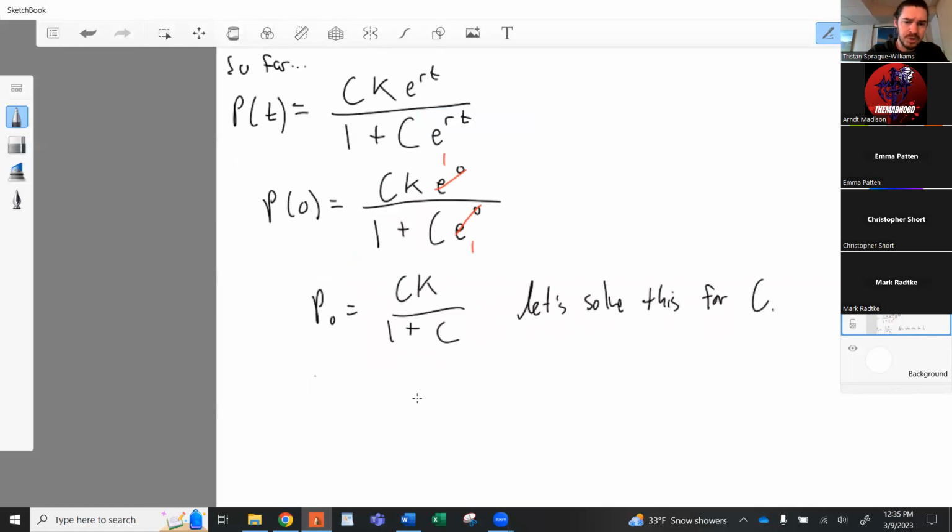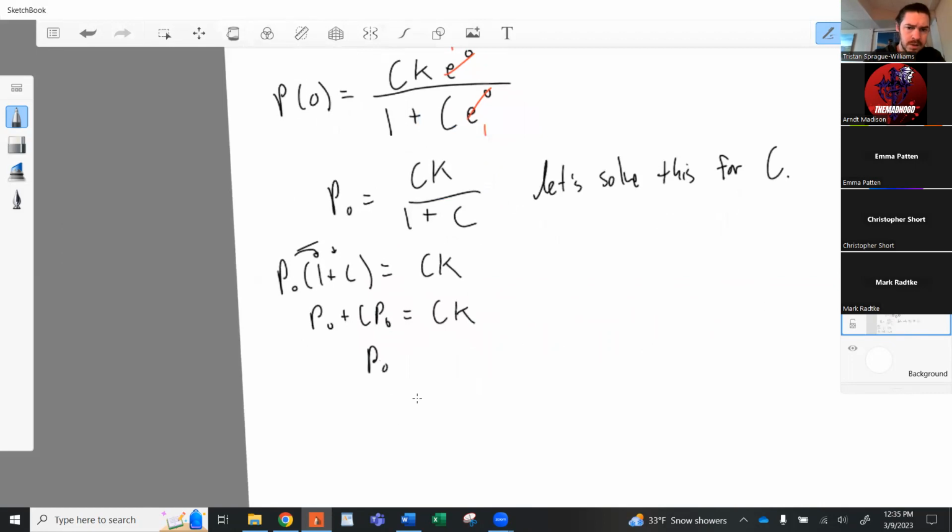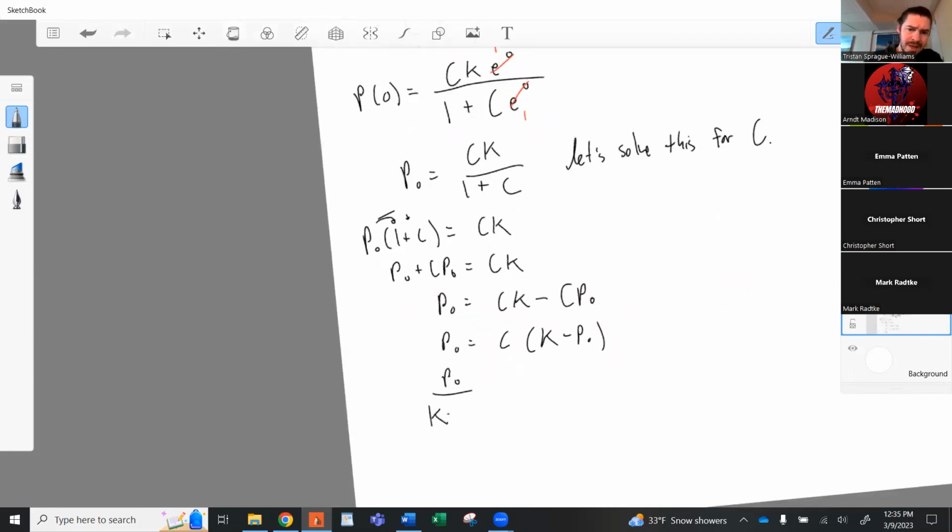So let's see, I'm going to multiply both sides by 1 plus C. I'm going to distribute this, P0 plus CP0. I'm going to get the C's together on one side, CK minus CP0. Then I'll factor out the C, K minus P0. Then we'll divide. So finally, P0 over K minus P0 equals C.